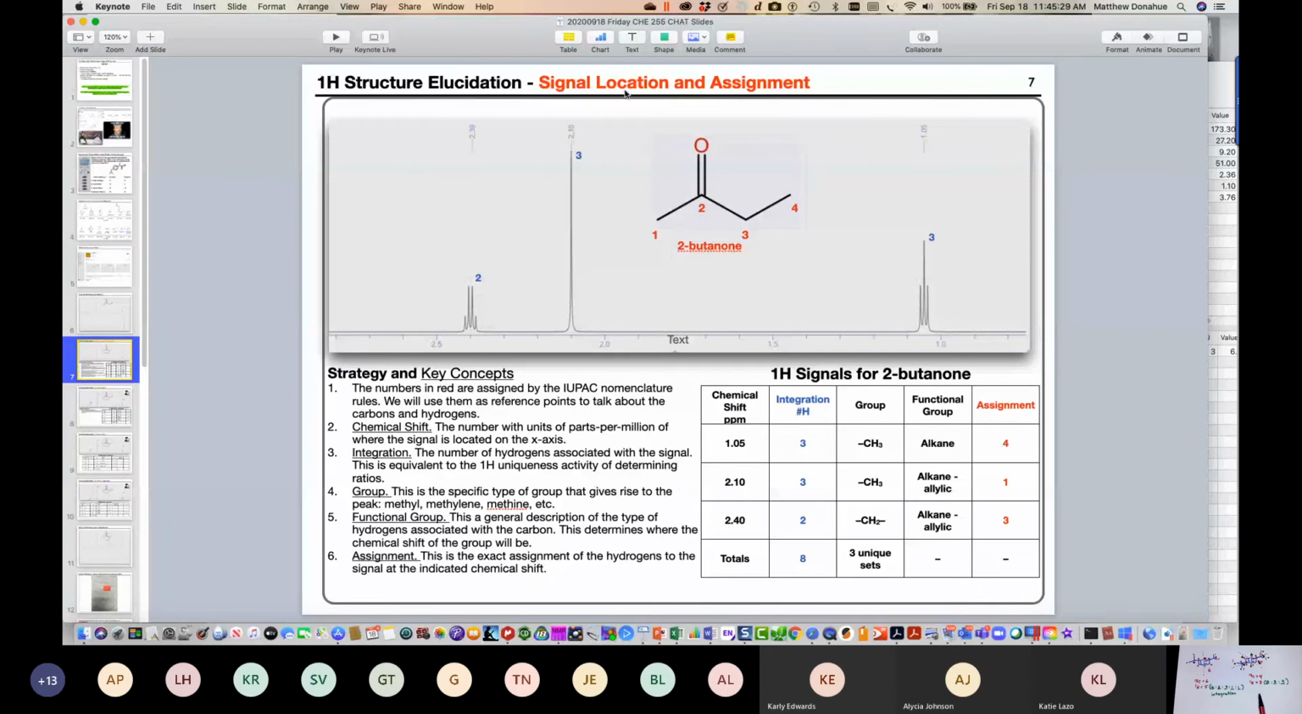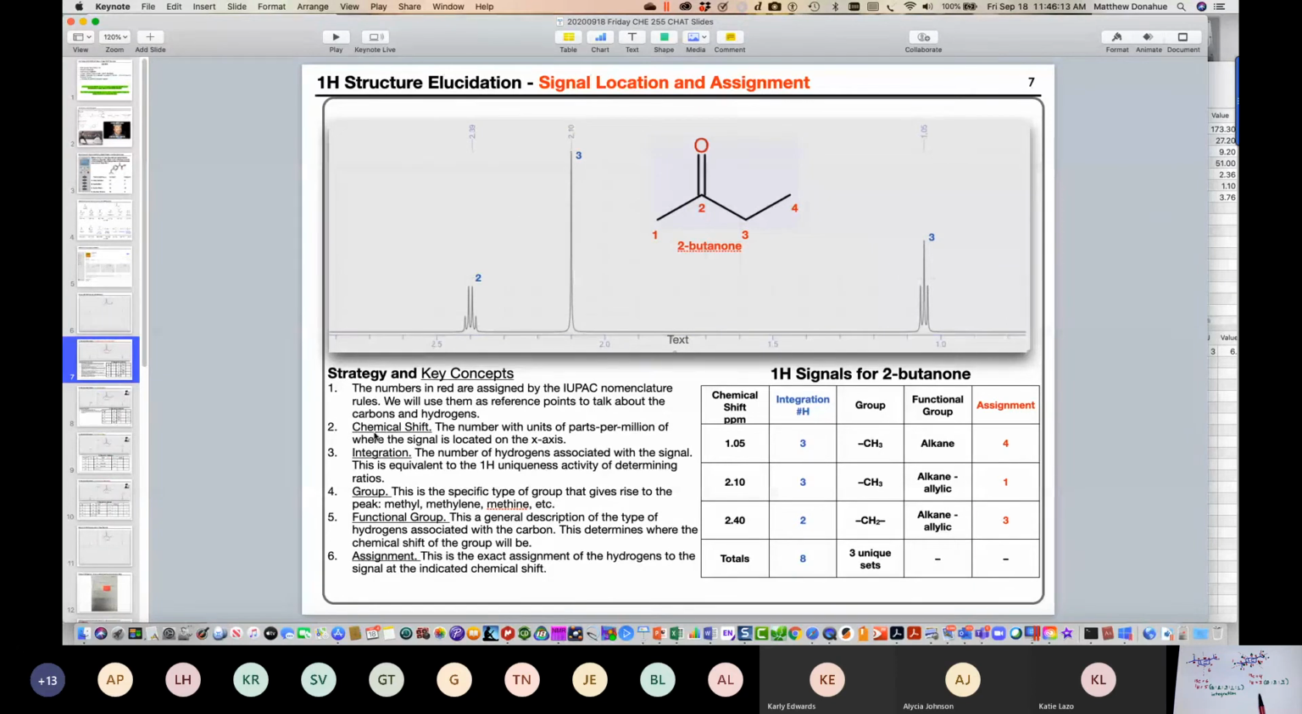So on this slide, it's called signal location and assignment. So strategy and key concepts. These numbers in red are numbers that are assigned through just naming the compound. So what I've done to name this, I counted the carbon chain. There's 1, 2, 3, 4 carbons. Since there's 4 carbons, it's a butane derivative. There's a carbonyl at position 2, so it's a ketone. And the number 2 is telling you the location of the carbonyl, so 2-butanone. That's what those red numbers mean.